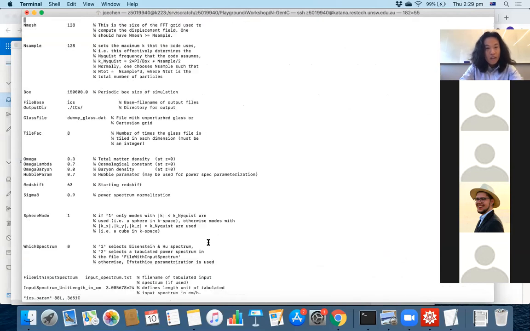And now you have to change the parameters like I described before. So let's do a super baby one. Let's just do 32 grid size, 32 Nyquist in a 512 MPC box. So for 32 particles, then I just need to tile the glass file twice because each one is a 16 cube.